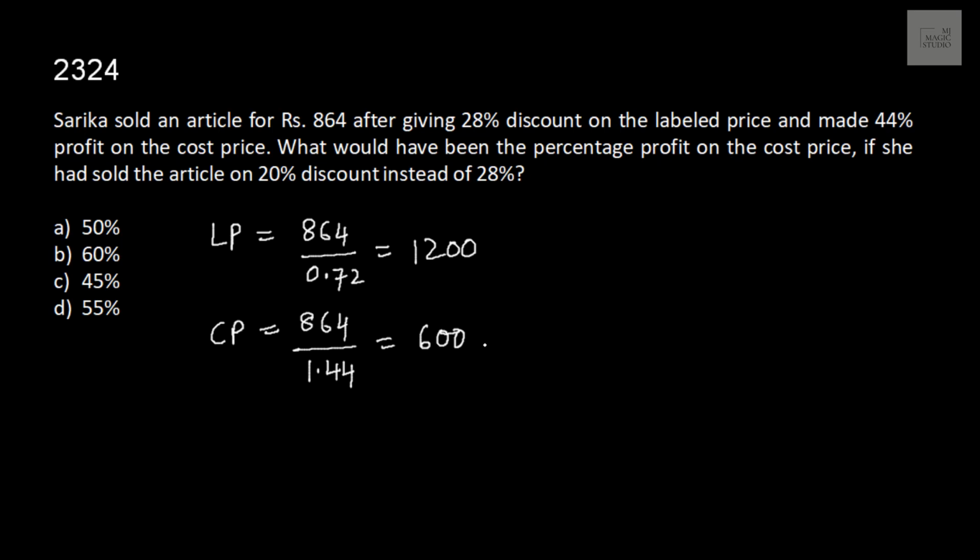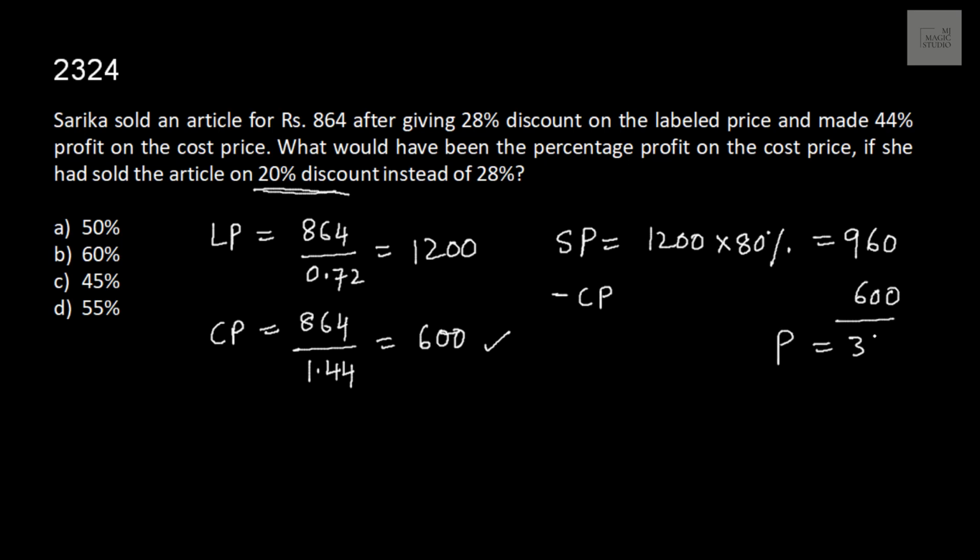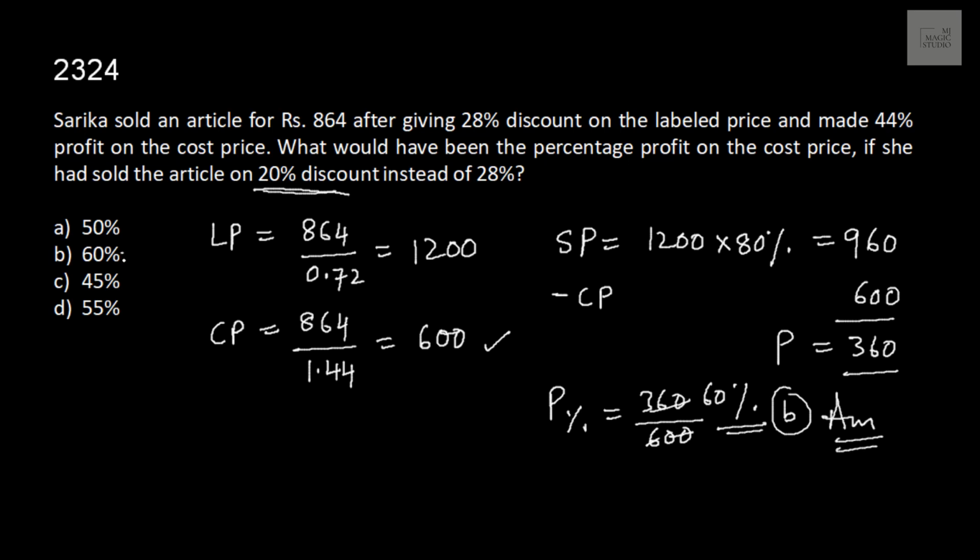What would have been the percentage profit on the cost price if she had sold the article on 20% discount instead of 28? Now the SP is 1200 into 20% discount is given, so I'll multiply this with 80% recovery. So the selling price is now 960 and cost price is 600. So if I reduce cost price 600, profit is 360. Now how much is the profit percentage on cost price? 360 by 600 into 100, that will give us 60% profit, and that features in option B.